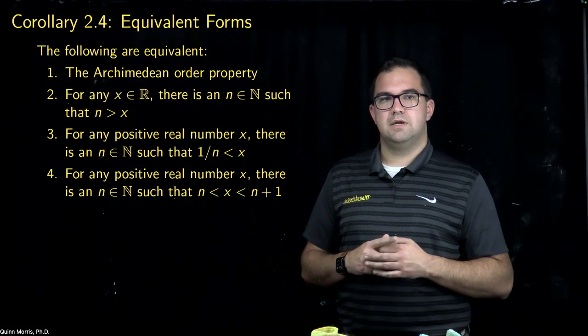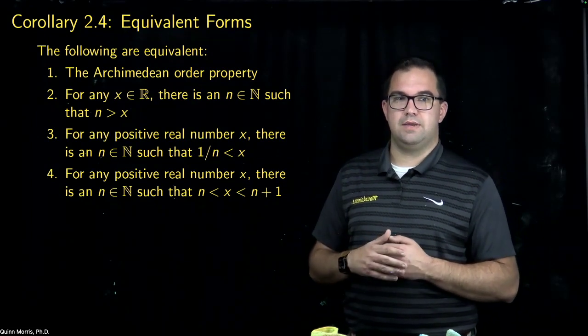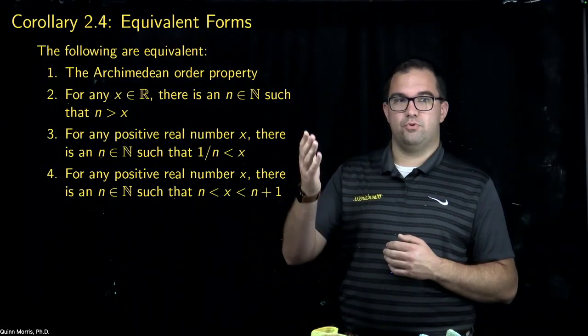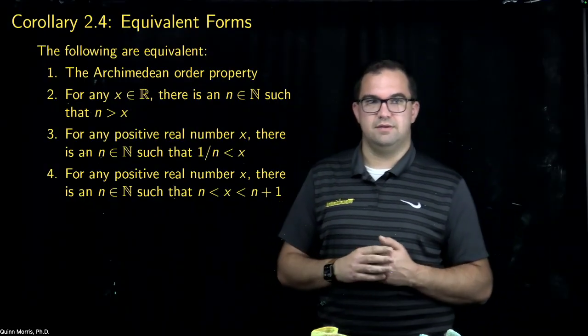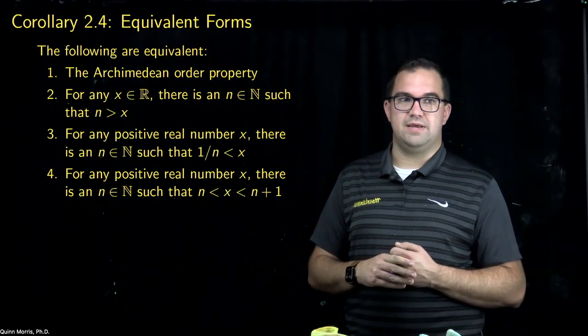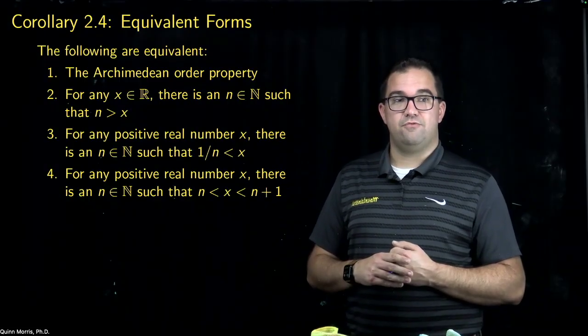These are all forms that we will explore more throughout the course. For one of your homework problems this week, I will likely ask you to prove that at least one of these is equivalent to the Archimedean order property as stated. We'll stop there for the day.